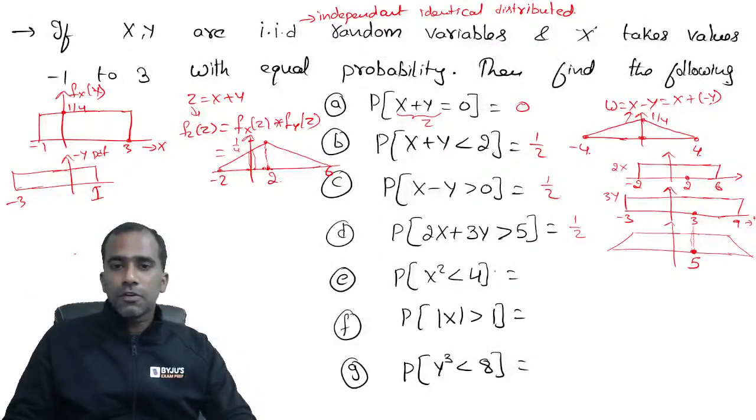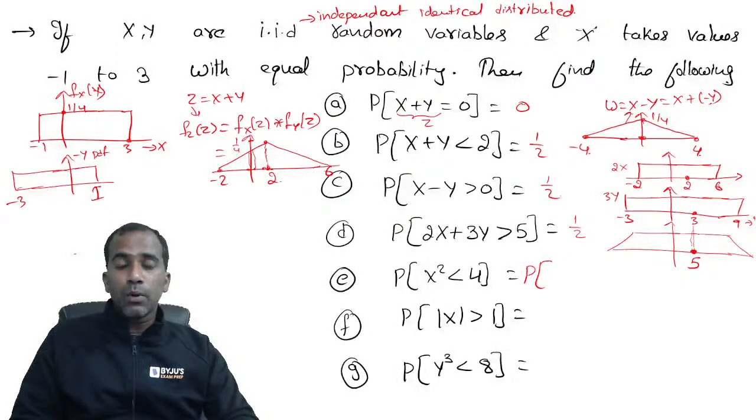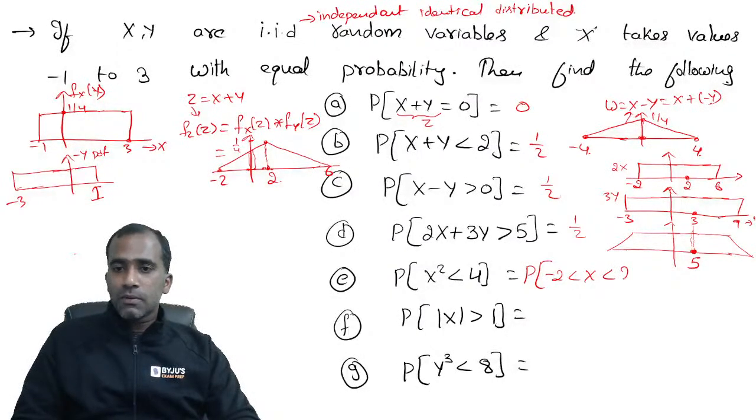Okay, wonderful. Next, probability of x square less than 4. X square PDF we don't have, we have only x PDF. So try to convert this x square into x format. If you want x square to be less than 4, then x should be between minus 2 and plus 2. When x takes values from minus 2 to plus 2, the squared values will definitely be less than 4.